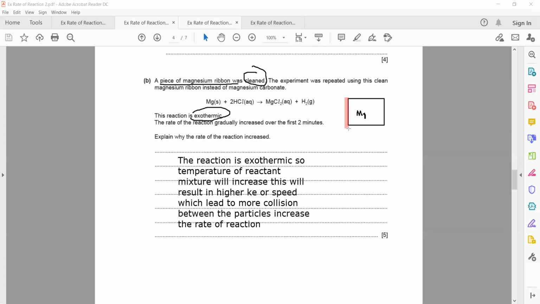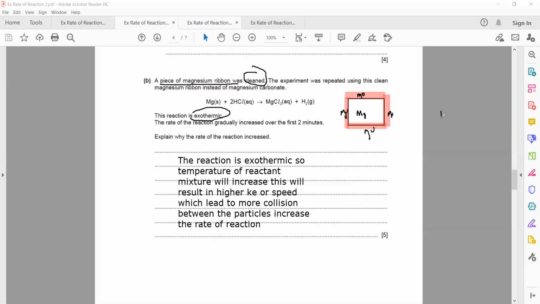So the top part of the magnesium is magnesium oxide because it reacted with oxygen in our atmosphere. So this will be magnesium oxide. So what is the meaning of clean magnesium? Clean magnesium means that we remove this oxide layer and we have only magnesium.